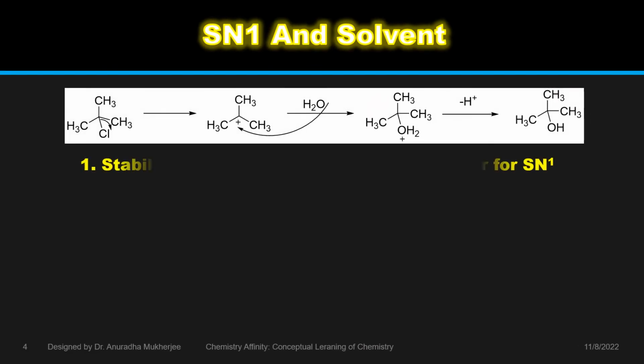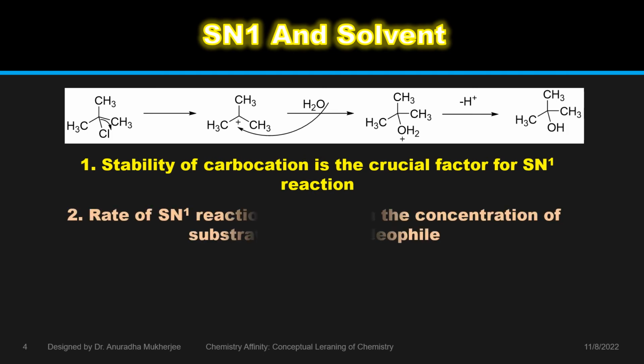SN1 and SN2 reactions are dependent on solvent. First, let's explore the SN1 reaction and the solvent. In my last two videos I have explained that in the SN1 reaction, formation of a stable carbocation is the crucial factor. And the rate of the SN1 reaction depends on the concentration of the substrate. It is independent of the concentration of the nucleophile. So in this reaction, the substrate is tertiary butyl chloride and water is the nucleophile.